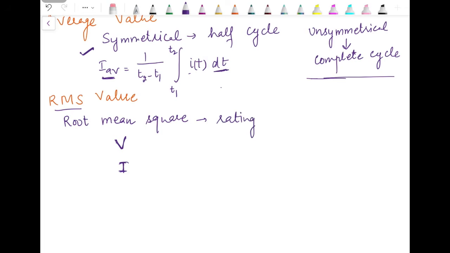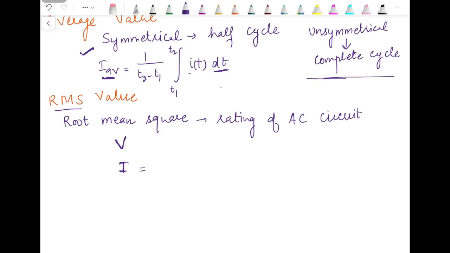They are used to express the rating of AC circuits. So if it is given that we have a 230 volt AC source, then that 230 is the RMS value of voltage. And if we say that an AC circuit draws 5 ampere current, that means 5 ampere is the RMS value of current. They are denoted by V or I.